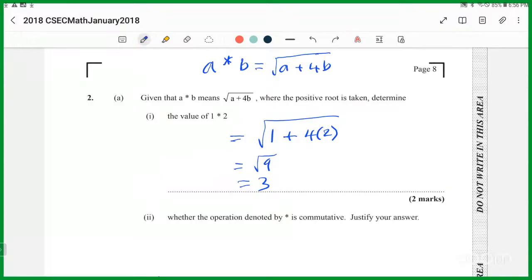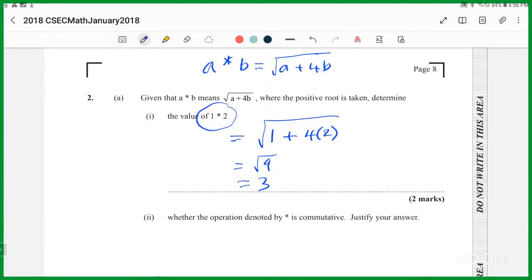A way to prove whether it is commutative or not is to use an example. If you use an example and when you reverse the order of the example, the result is not the same, it means that the operation is not commutative. You only need one example to prove that it is not commutative. And this question is helping us by giving an example we can use, because it gave us 1 star 2 in the first part and the answer is 3. So a good way to test if the operation is commutative or not is to reverse this that we have already and see what the answer is.